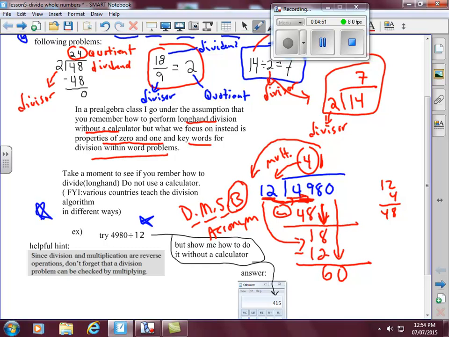12 into, and then come back to your division. 12 into 60 goes 5. But then 5 times 12 is 60. Draw the line and subtract. Note to self, no remainder.